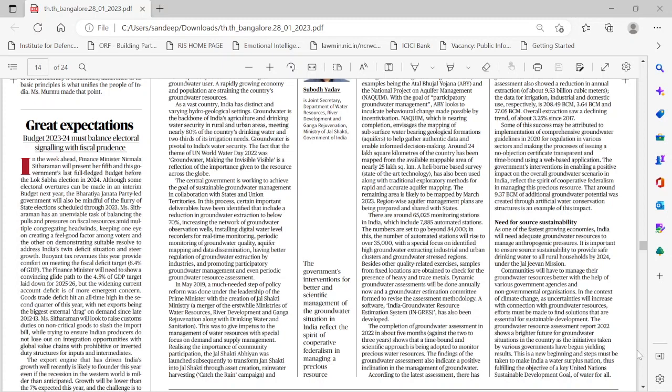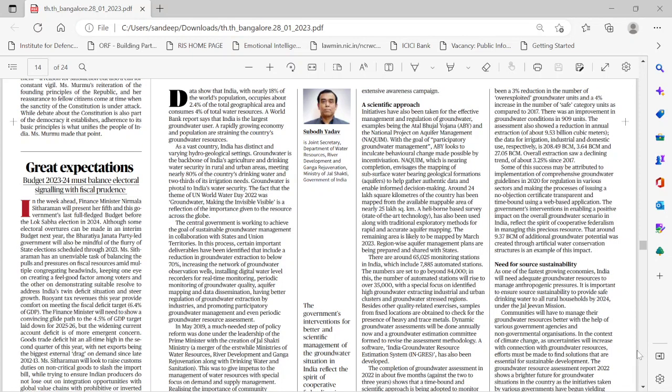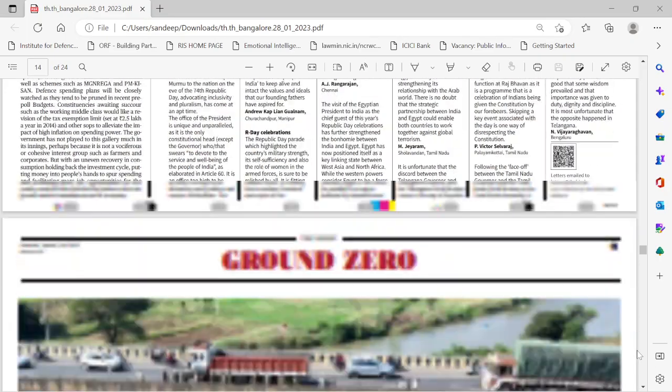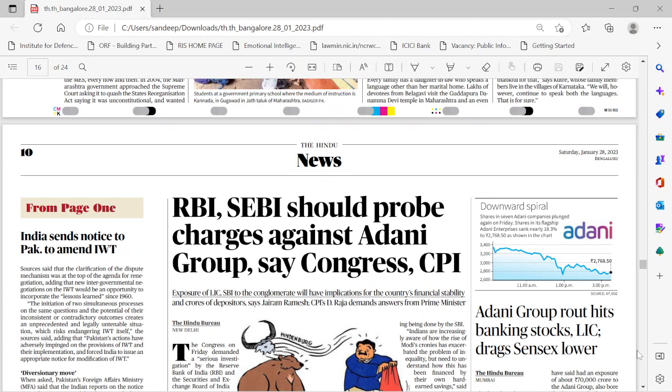Next point. Recently, groundwater assessment was done, which showed declining trends of overexploitation. So guys, these were the things.